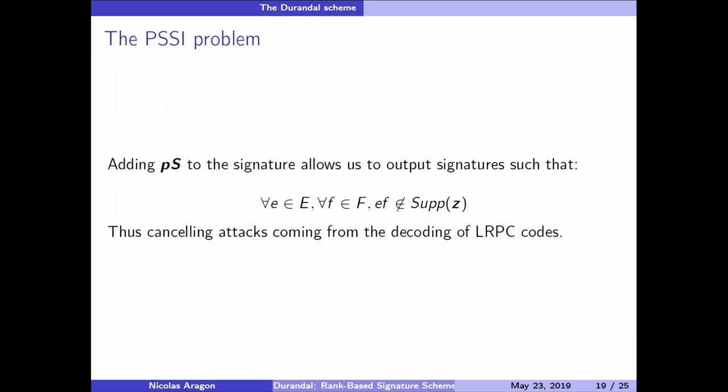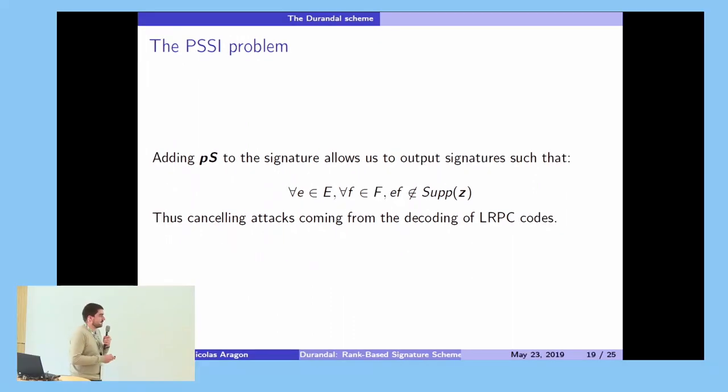So why does that work? When we're adding PS to the signature, we are choosing support for Z such that there is no element of the form EF, where E lies in the secret support and F lies in the support of the challenge, in the support of Z. And if there is no element of this form, we can not use the decoding of LRPC codes anymore, which does not mean that signatures do not leak information from the secret key.